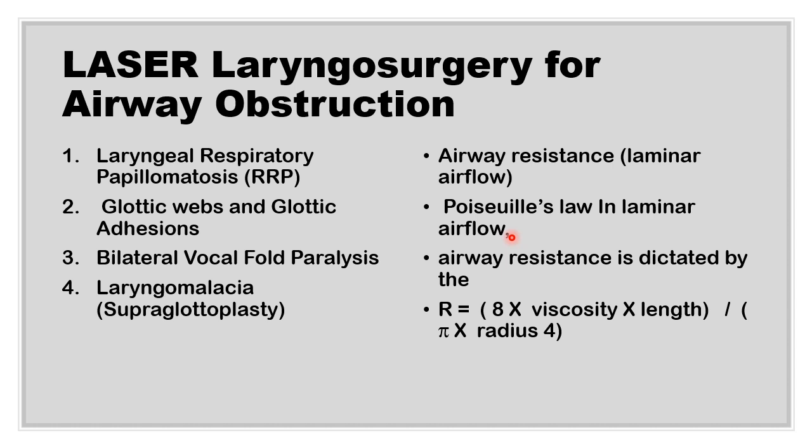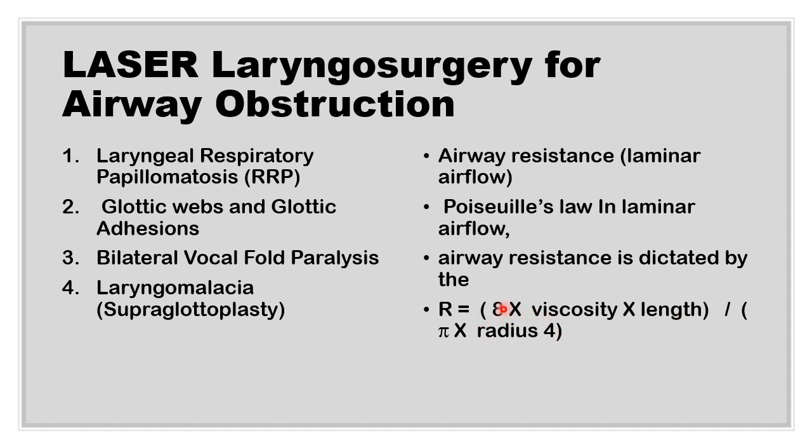The airway flow is dependent on the pressure gradient divided by the airway resistance. This resistance in turn is governed by this equation. Some of the elements are fixed, like the 8 here and the pi here, but some are variable, like the viscosity of the air and the length of the airway. The more the length, the more the resistance to the flow, and the less is the flow itself.